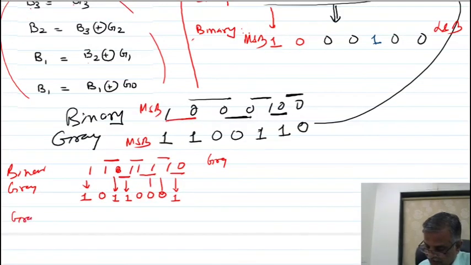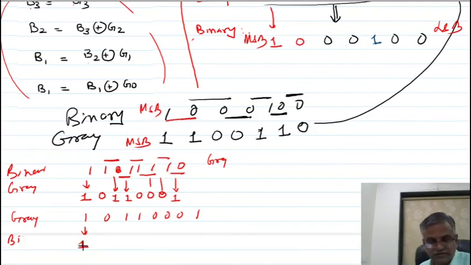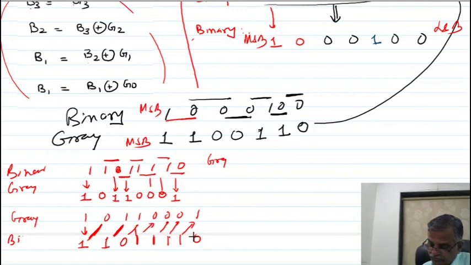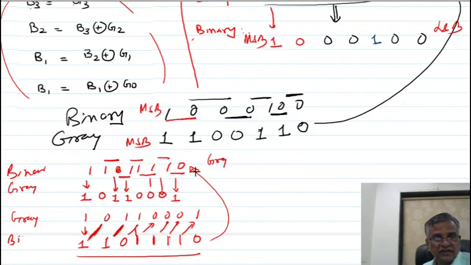What is your gray number here? I have written 1 0 1 1 0 0 0 1. What is the corresponding binary? This as it is. Then for these two it is your 1. For these two, exclusive OR 0. For this 1. For this 1. For these two 1. For these two 1. For these two 0. This is the corresponding binary, you see it here. So in this way you can convert gray into binary, binary into gray.